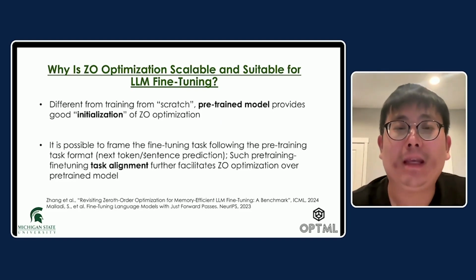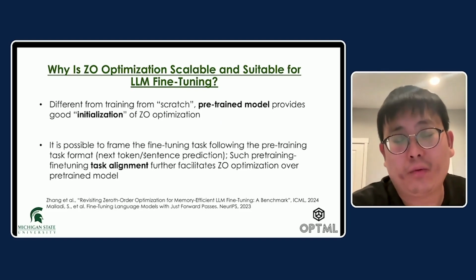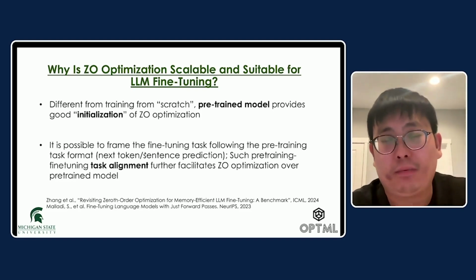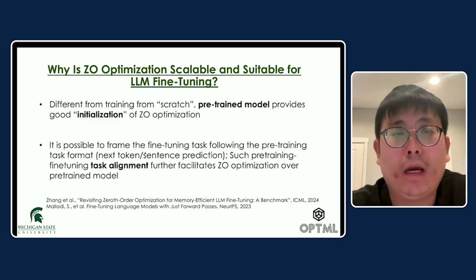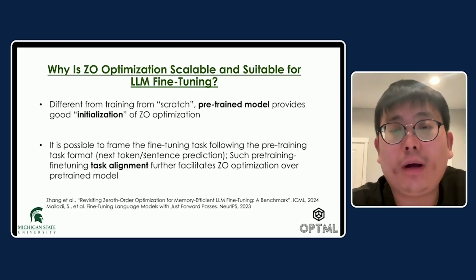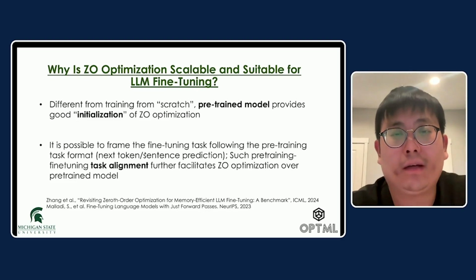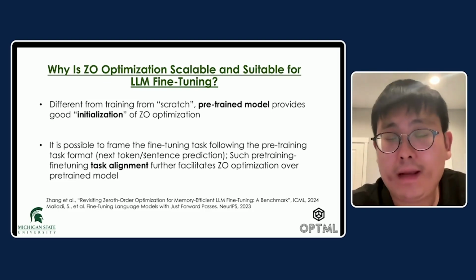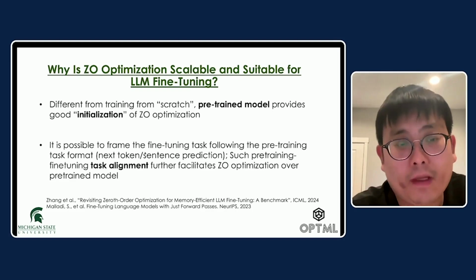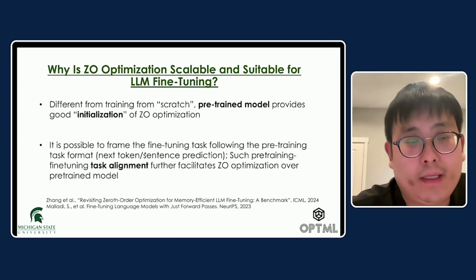So in that case, even if the quality of the gradient estimator is low, since the pre-trained model already provides us a very good, high-quality optimization basin, therefore the integration of Zeroth-Order optimization for LLM fine-tuning becomes possible and even effective. As you will see from the results later.